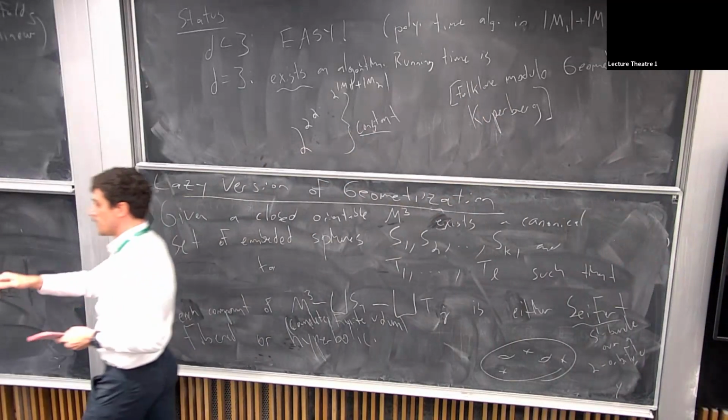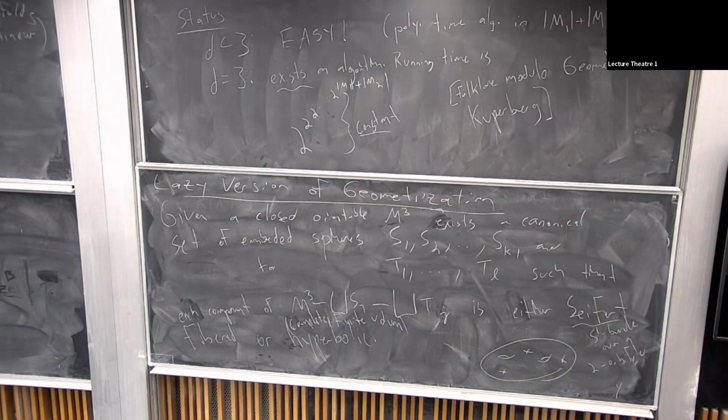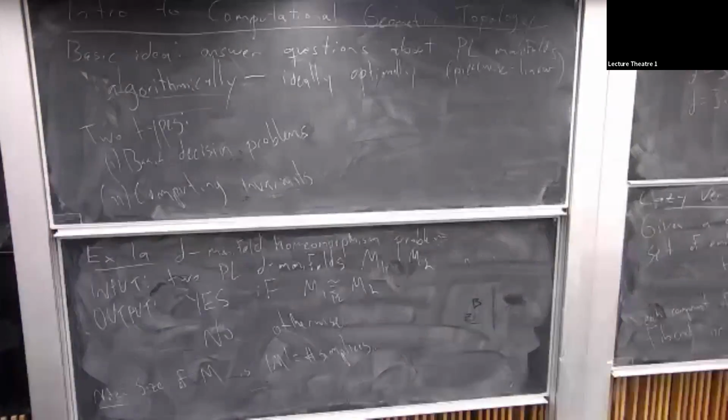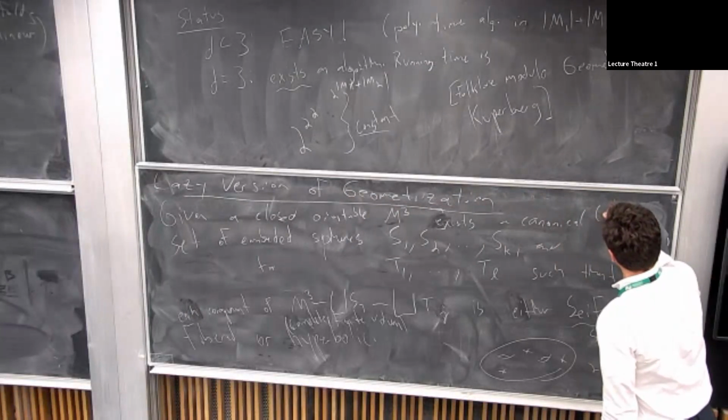Also a unique set of spheres and tori? Yes. This is maybe implicit in the word canonical. So it's also unique. Yes. Good question.